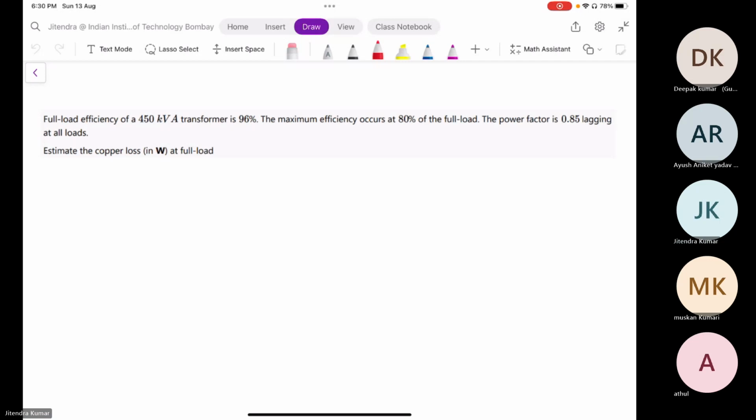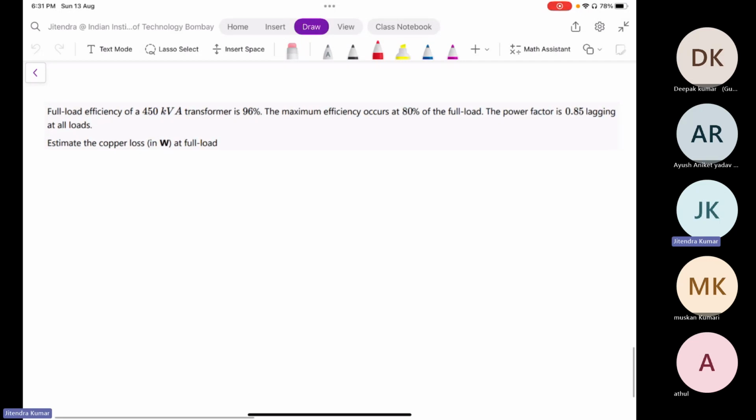Okay. So as you might have read, this full load efficiency is given only 96%. Maximum efficiency, at which load it is occurring, that is also given. Power factor is assumed to be 0.85 lagging at all loads. Now we have to estimate the copper loss. What should be the approach? You have to let me know.